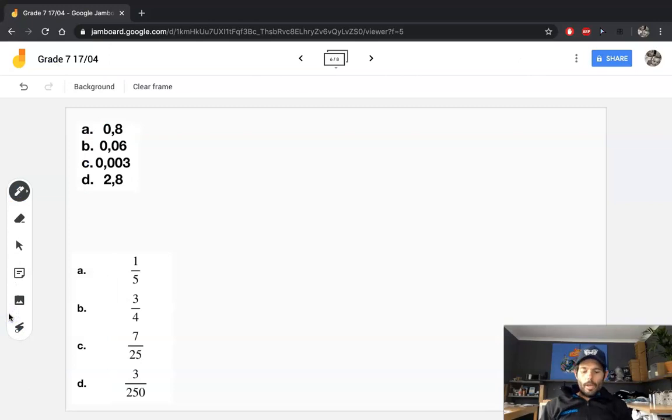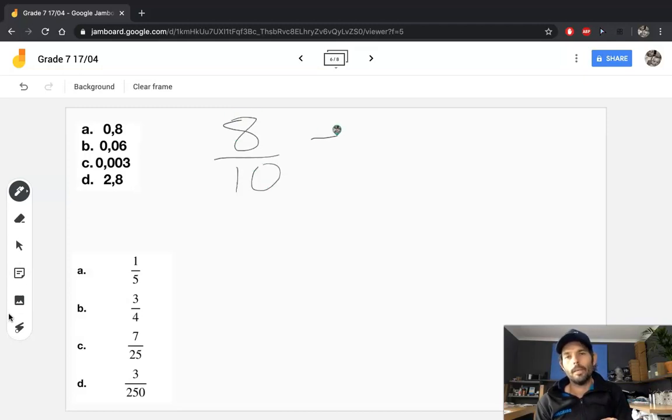Okay, so let's see if you guys were able to do that. So 0,8 is 8/10, and both 8 and 10 can be divided by 2, so that's 4/5 in its simplest form.